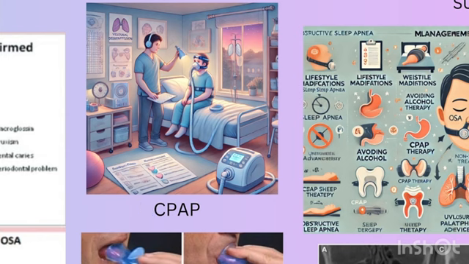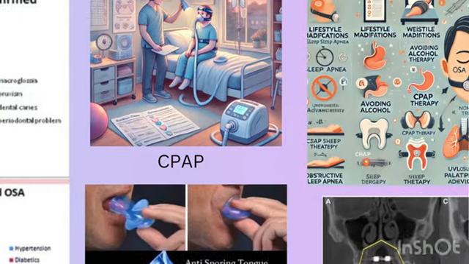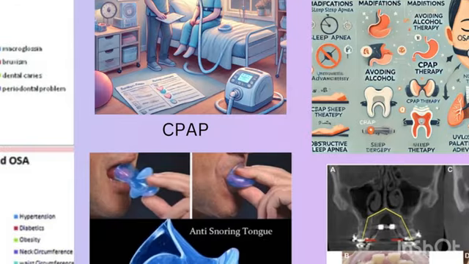Next, we're going to see about the continuous positive airway pressure. The most common and effective device provides a constant flow of air through a mask, keeping the airway open. It acts as a pneumatic splint to maintain the patency of the pharyngeal airway by preventing the collapse of the pharyngeal tissues.